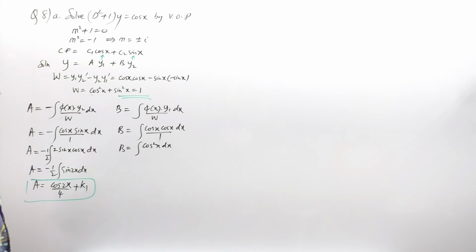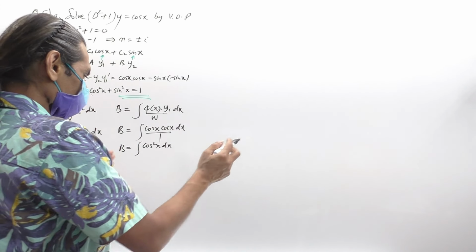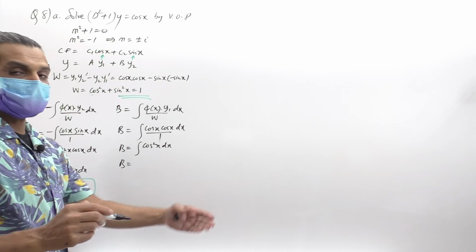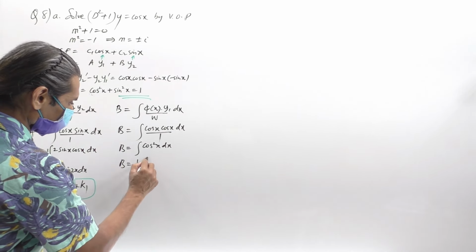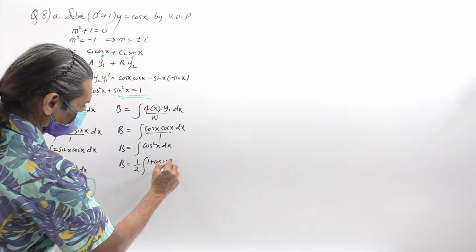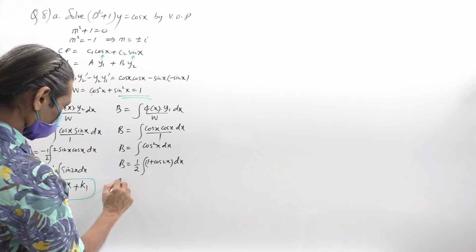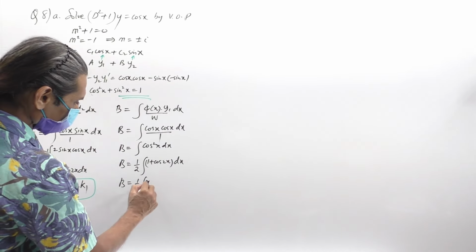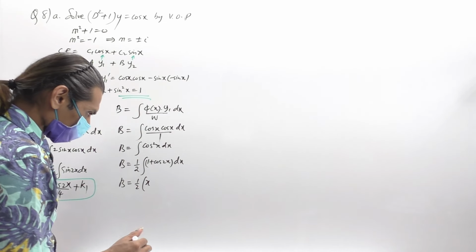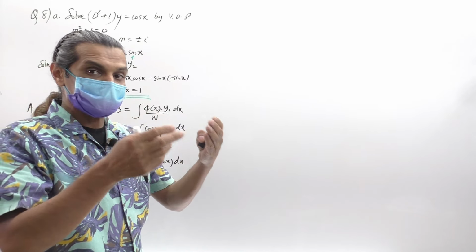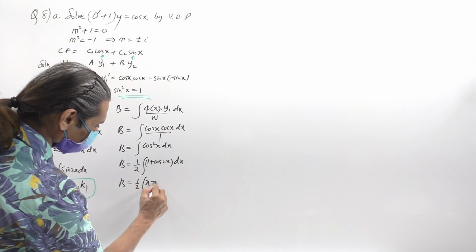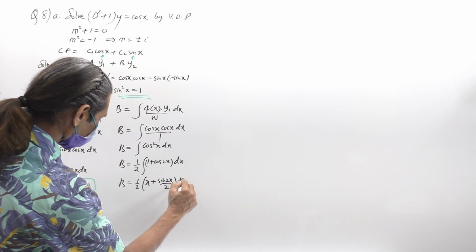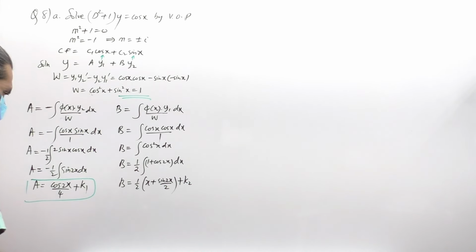Now how do we integrate cos square x? We have the formula; we try to make it standard form. So we can write cos square x as (1 plus cos 2x) by 2. So b is equal to 1 by 2 integration of (1 plus cos 2x) dx, and that will be b is equal to 1 by 2 into integration of 1, which is x, and integration of cos 2x. Integration of cos ax is sin ax by a. So integration of cos 2x will be sin 2x by 2, plus I will take a constant, say k2. So I found a and b both.